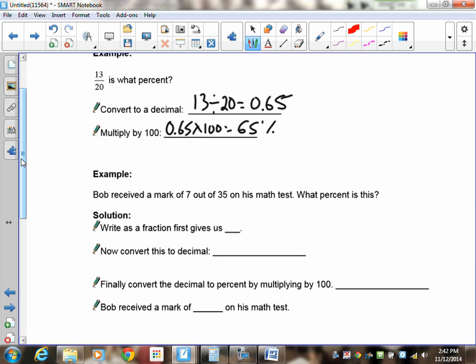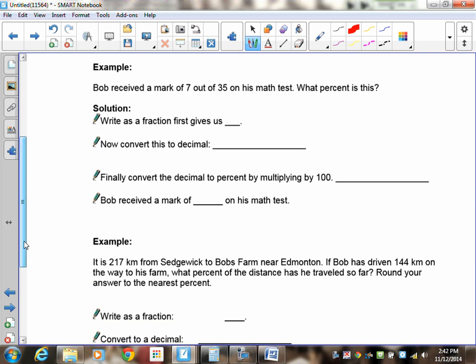Bob received 7 marks out of 35 on his math test. What percent is this? Well, first thing you have to do is think of what fraction 7 out of 35 would be. So, this is going to be 7 out of 35 marks. So there's your fraction, 7 over 35. So now what I'd like you to do is to finish the question. So pause the recording and finish this one off.